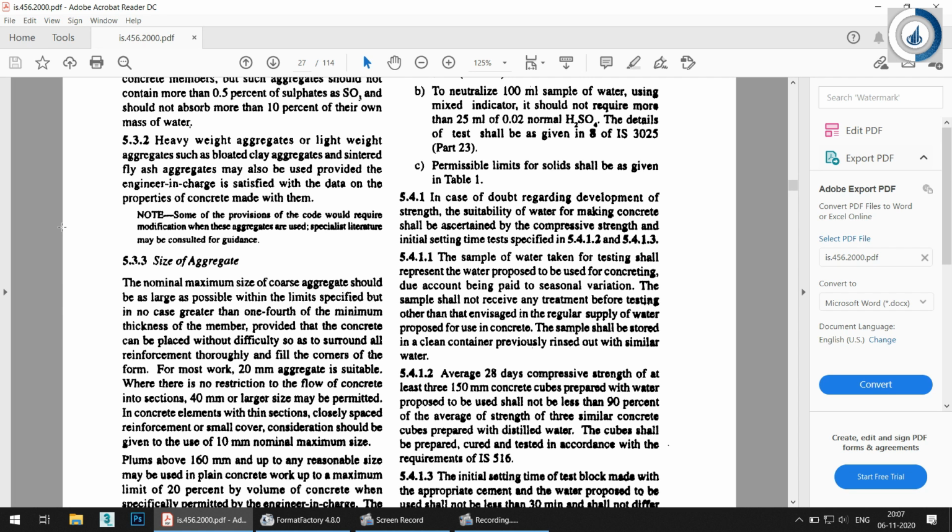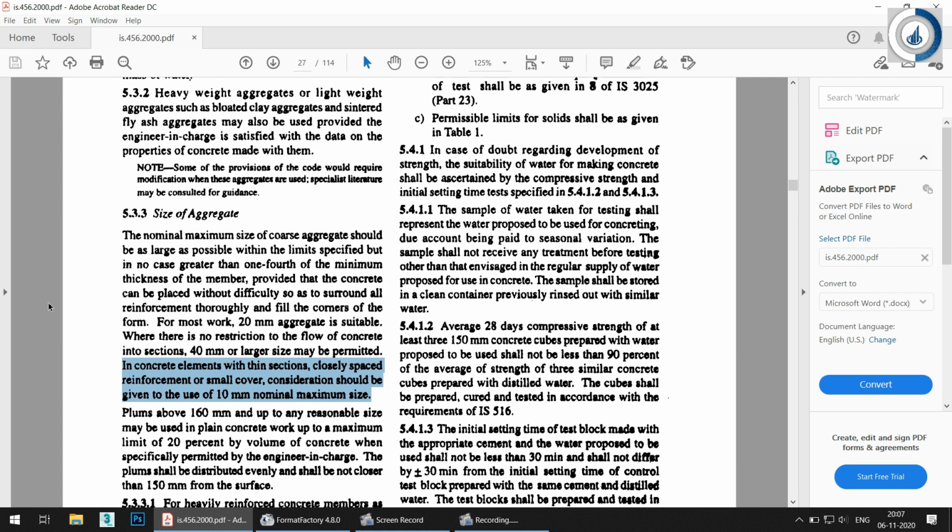In concrete elements with thin sections, closely spaced reinforcement, or small cover, consideration should be given to the use of 10 mm nominal maximum size. This is important. If you have a column or a beam with a thin section, where you cannot go for 20 mm size aggregate, then you have to use smaller aggregates, and you can limit it to 10 mm.